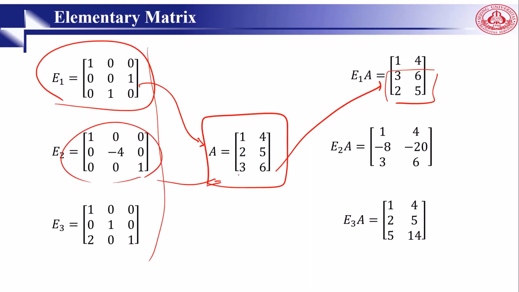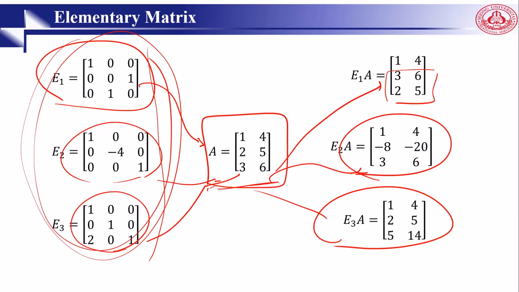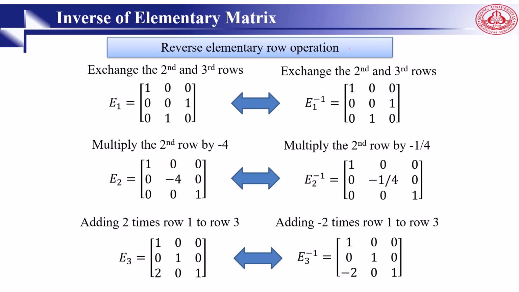If you use this one, you multiply the row by 4. If you use this one, you add 2 times row 1 to row 3. These elementary matrices help you to do row operations. You can say this is the use of elementary matrices for row operations. Later, we use these row operations to find row echelon form, and row echelon form helps us to solve systems of linear equations. The inverse of an elementary matrix is another elementary matrix that does the reverse operation.